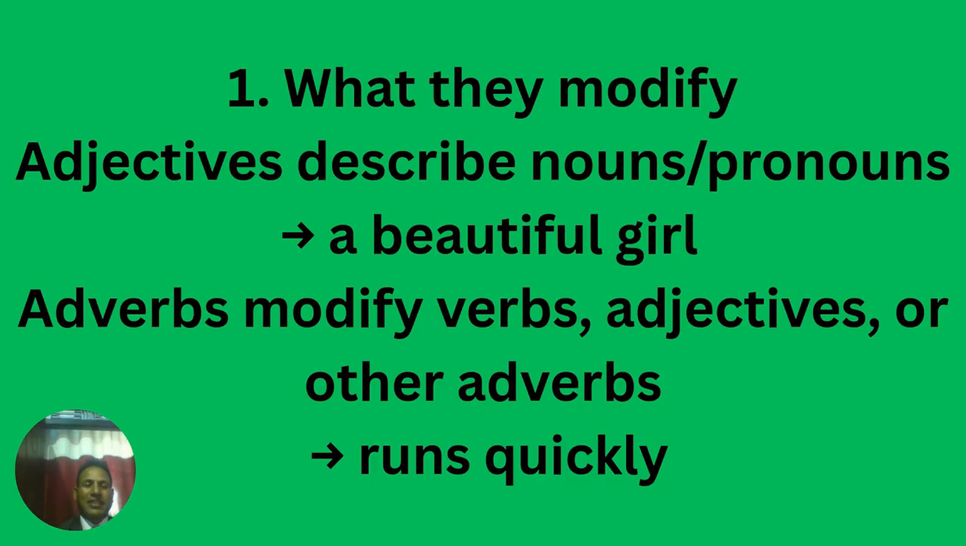Firstly, adverbs and adjectives can be differentiated in terms of their modification and the skill of modification. Adjectives describe nouns and pronouns, whereas adverbs modify verbs, adjectives, or other adverbs. For example, we can say a beautiful girl, where the word beautiful is an adjective, but in the phrase runs quickly, quickly is an adverb because it modifies the verb.